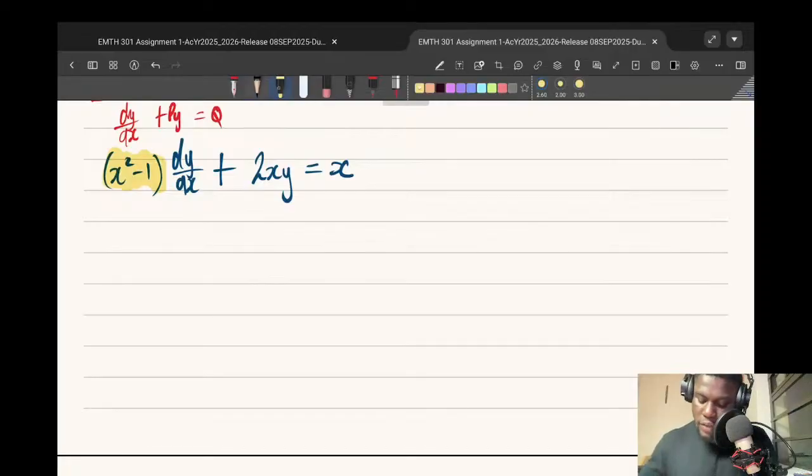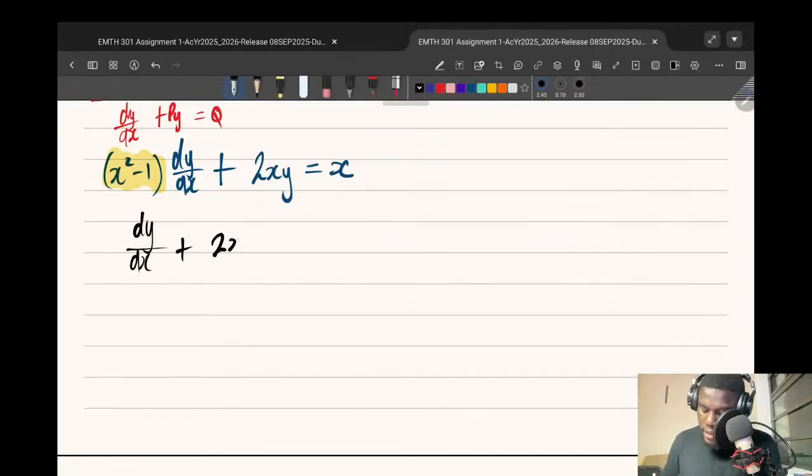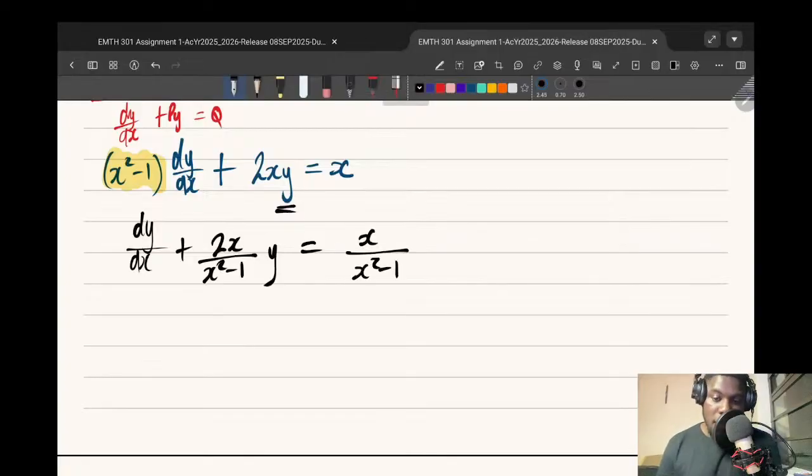So to get rid of it, I'm going to divide everything by that thing. So I'll end up having dy dx remain alone. But here I'll have 2x over x squared minus 1 of y, because the y will now remain. This is going to be equal to x over x squared minus 1. Everything is now divided by x squared minus 1, so that I have the dy dx alone.